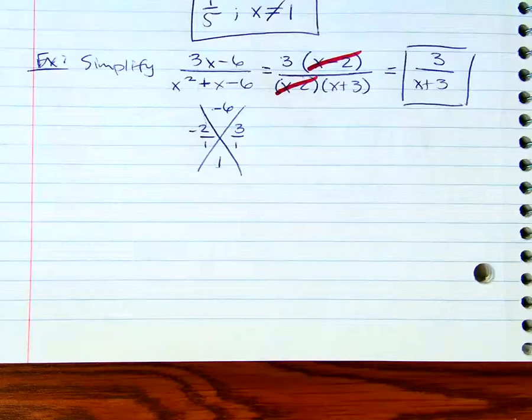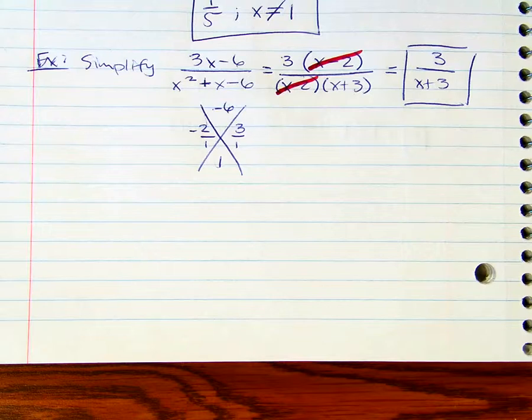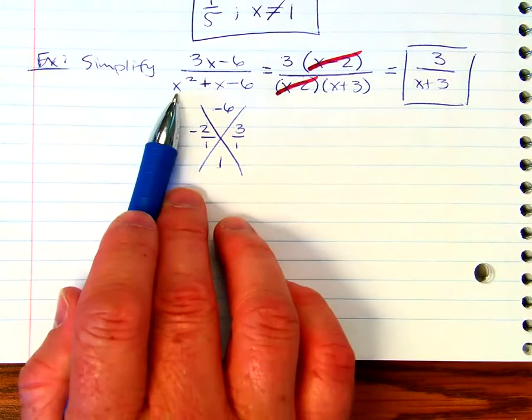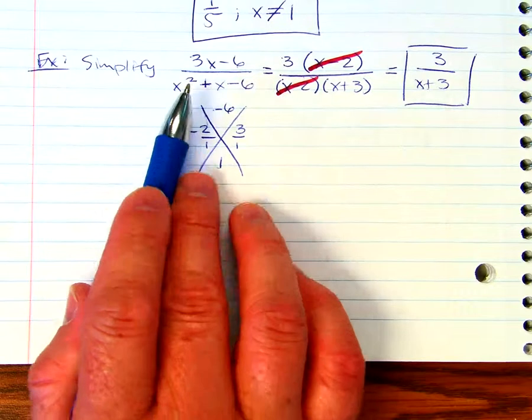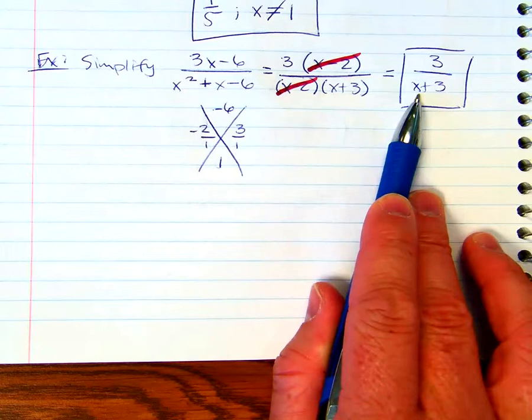And some people might say, well, that doesn't seem very helpful. I thought it was supposed to reduce down to a number. This is still pretty helpful. No matter what number you choose, and we'll talk about the exceptions in a moment, if you plug it into the original problem for x, it will be the exact same thing as just plugging it in once here for x. This saves you a lot of work.